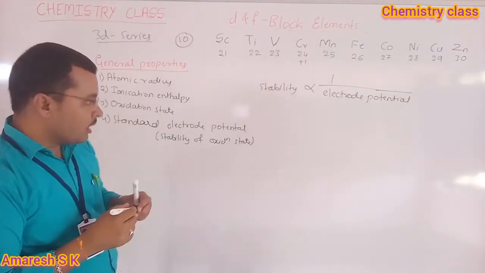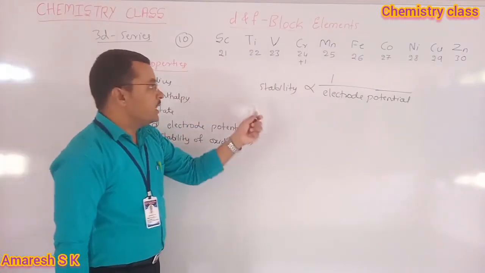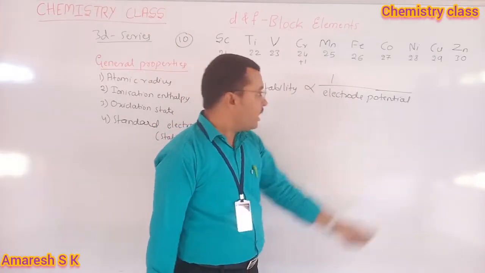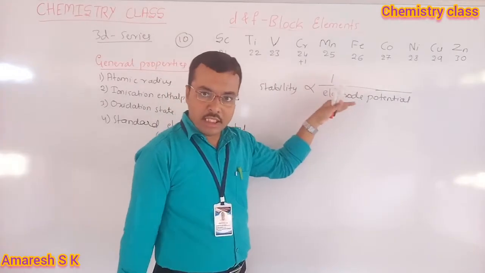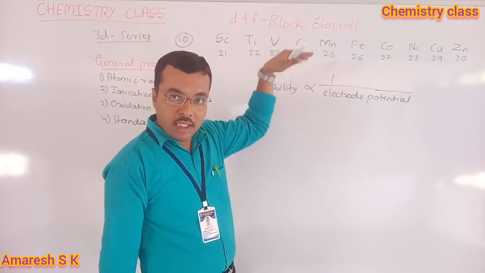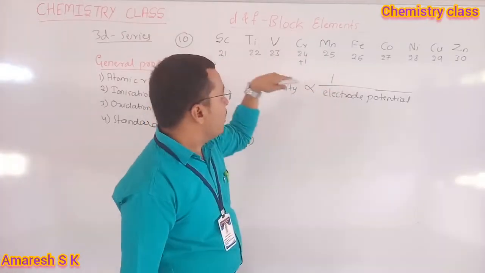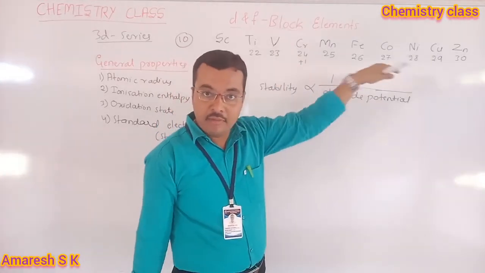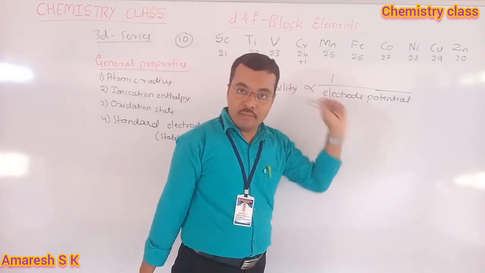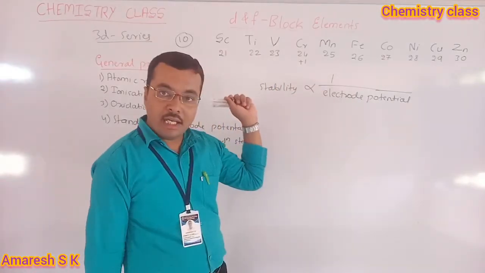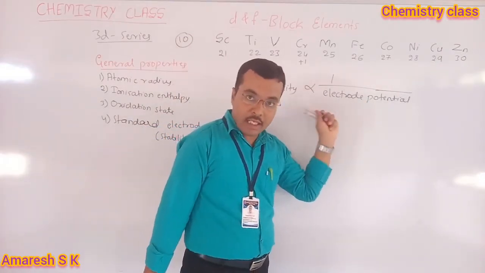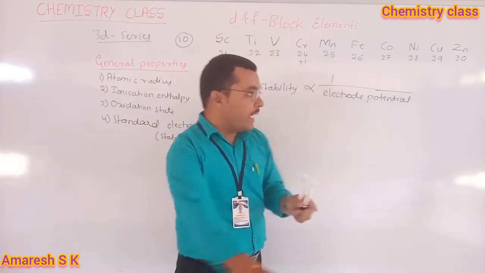Electrode potential. It means all the elements of the 3D series, these are having the higher oxidation state. It means highly stable whenever the electrode potential is less. When the electrode potential becomes less, the stability is more. The elements of the 3D series, it means scandium to zinc, are having the lesser electrode potential due to the more stability. If the elements are less stable, the electrode potential is more, or if the elements are more stable, electrode potential is less, except copper.